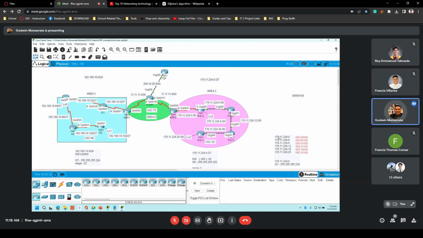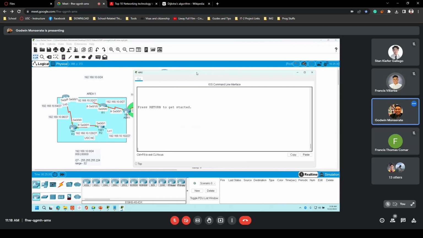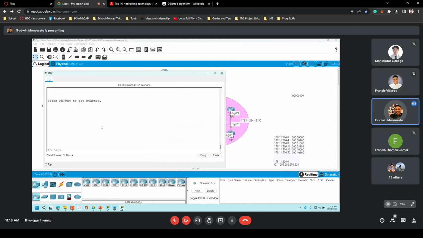So 178 is 8, 11 is 8 bits, 2 to 4 is 8 bits, 24, 25, 26, 27. You get the computation now? Is it clear? Yes, sir. So what is the new address now? 178.11.224.0 with the /27. You put that in the command. Okay? Understood?